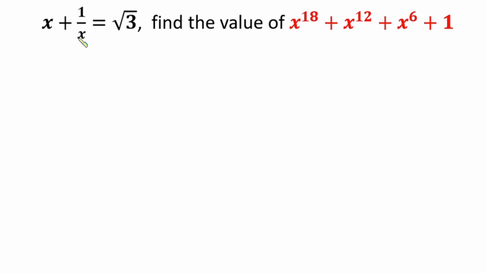Hello everyone, in today's video we are given this interesting problem. We have x plus 1 over x is equal to root 3, and we have to find the value of x to the 18th power plus x to the 12th power plus x to the 6th power plus 1.